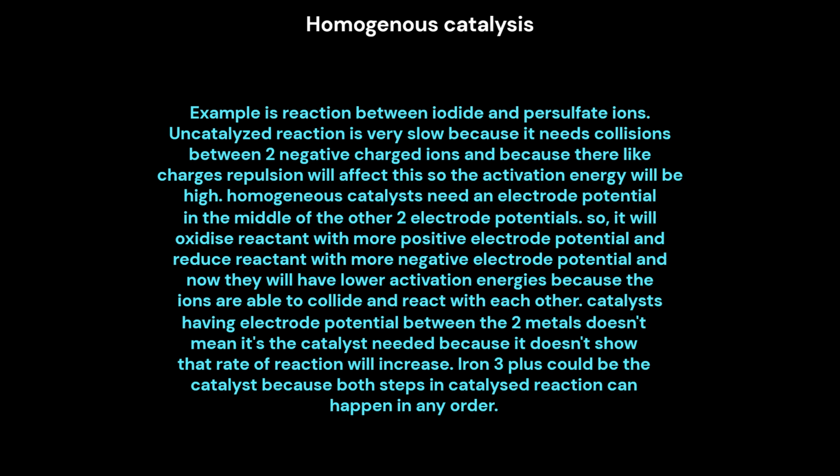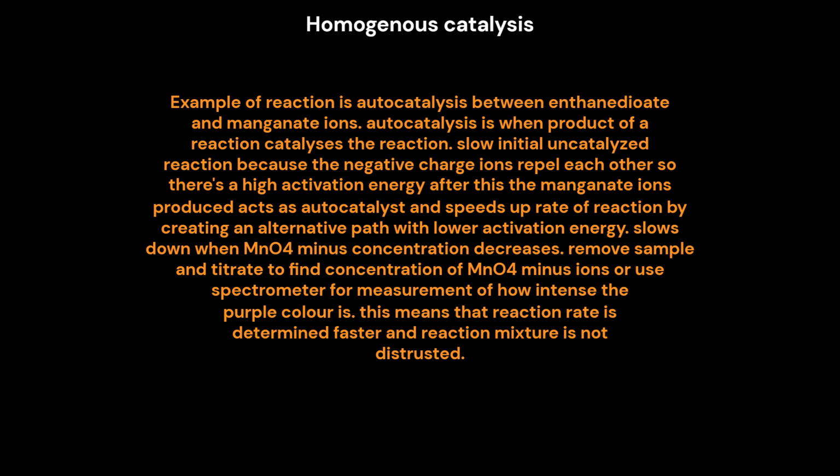A catalyst having an electrode potential between the two metals doesn't mean it's the catalyst needed, because it doesn't show that the rate of reaction will increase. Iron 3+ could be the catalyst, because both steps in the catalyzed reaction can happen in any order. An example of a reaction is autocatalysis between ethanedioate and manganate ions.